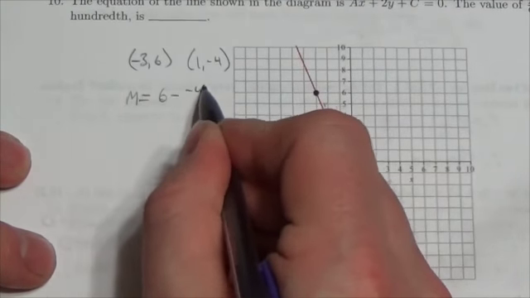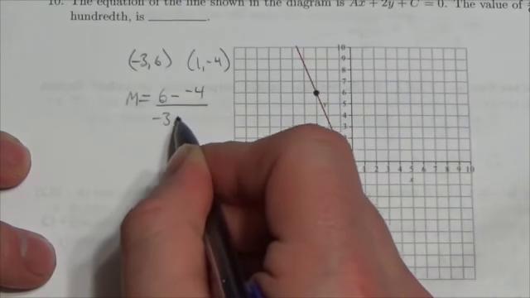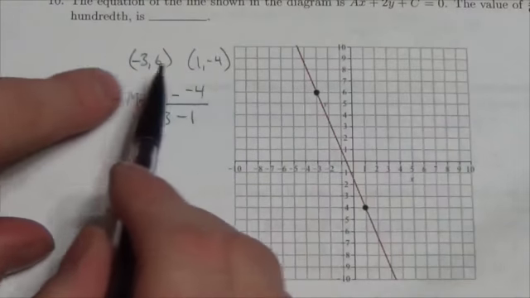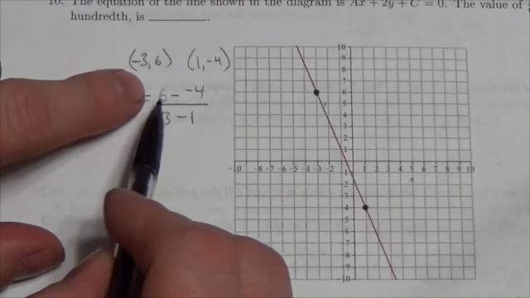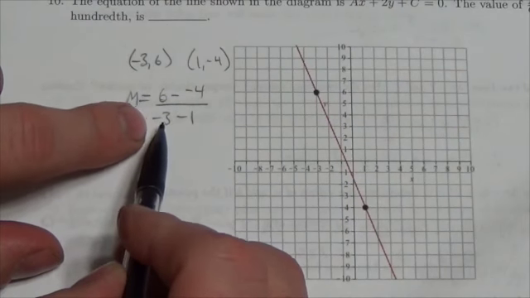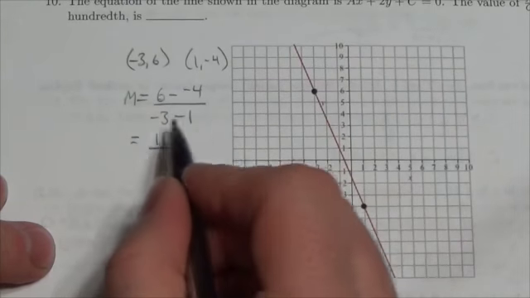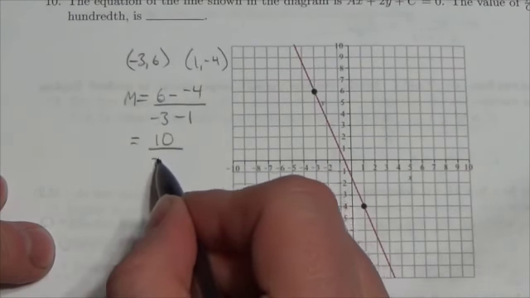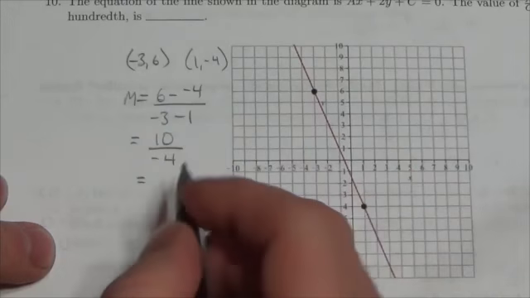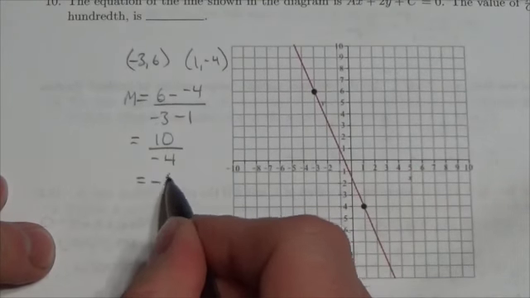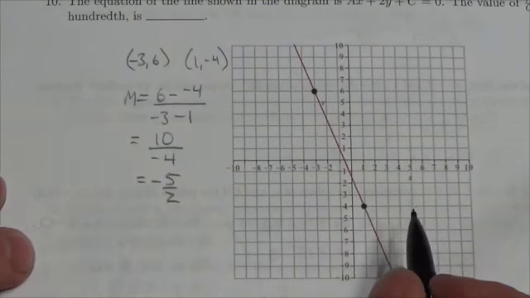6 minus negative 4 all over negative 3 minus 1. It doesn't matter which of those points I start with as long as I'm consistent, starting with it in the numerator, starting with it in the denominator. So 6 minus negative 4 is 10. Negative 3 minus 1 is negative 4. There's a common factor of 2, so the slope here is going to be negative 5 halves.